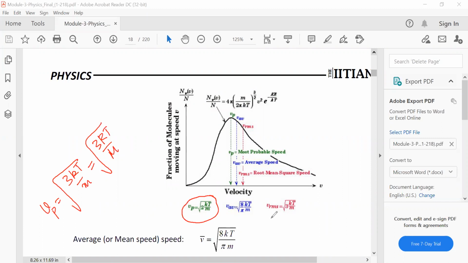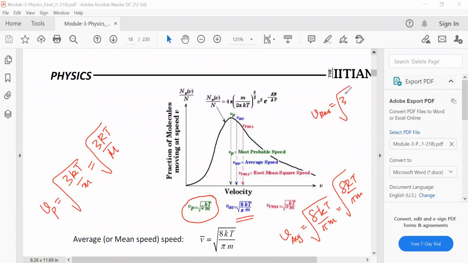which is the same thing as square root of 2RT divided by capital M. And the other thing is the mean speed, or what we call the average speed. V average or mean speed is given by the formula square root of 8kT by pi small m, which is the same thing as square root of 8RT by pi M. And of course, the RMS speed, which we have seen from kinetic theory of gases earlier, is square root of 3kT by small m, which is the same as square root of 3RT by capital M. So as formulas, you need to memorize only these three.